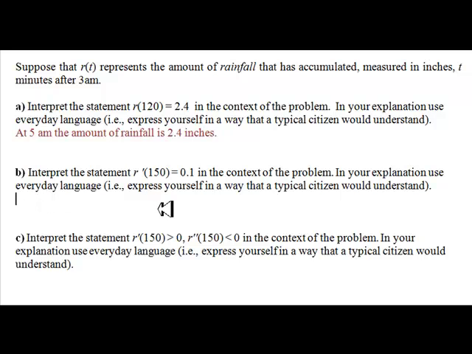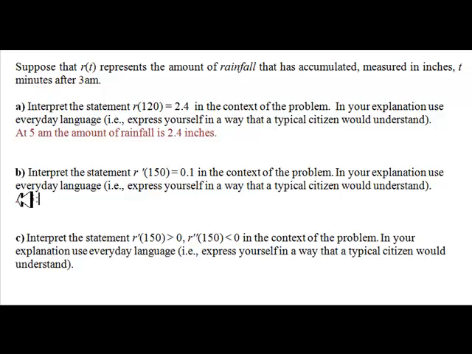Let's go on to the next one. R prime of 150 equals 0.1. Now we have a derivative. It's talking about how the amount of rainfall is changing. First off, let's go with where this is occurring. So t equals 150 is 150 minutes after 3 a.m., which would be 5:30 a.m.